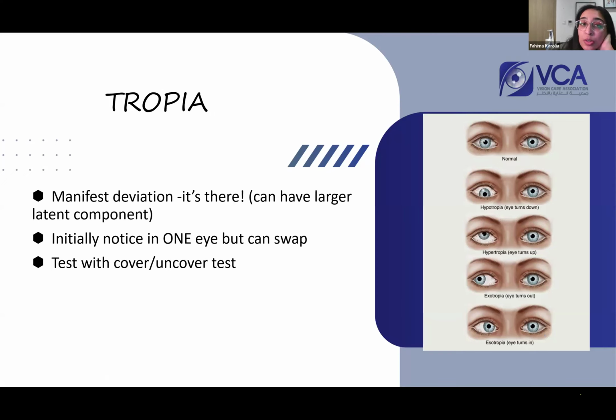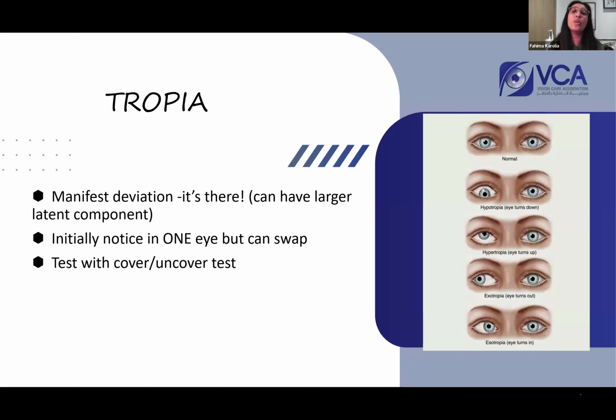What you want to do, how do we test for this? We do a cover and uncover test. So we have an occluder, cover one eye and look at the eye here and uncover. So we keep looking at this eye and see, is there a movement? No movement. Okay, does that mean the patient's got no squint? No, it doesn't, because we need to test the other eye to see if there's a squint in this eye. So then we do cover and see if this eye moves, uncover, see if the eye moves, okay?